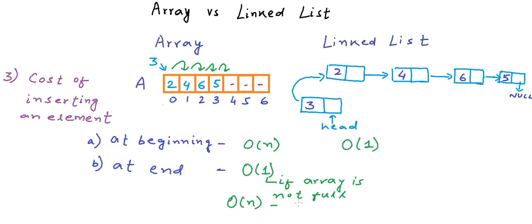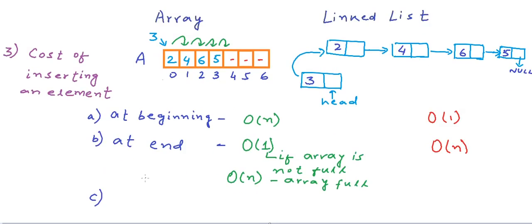In the case of linked list, inserting an element at the end will mean traversing the whole list and then creating a new node and adjusting the links. So time taken will be proportional to n. I'll use this color coding for linked list. Here n is the number of elements in the list.